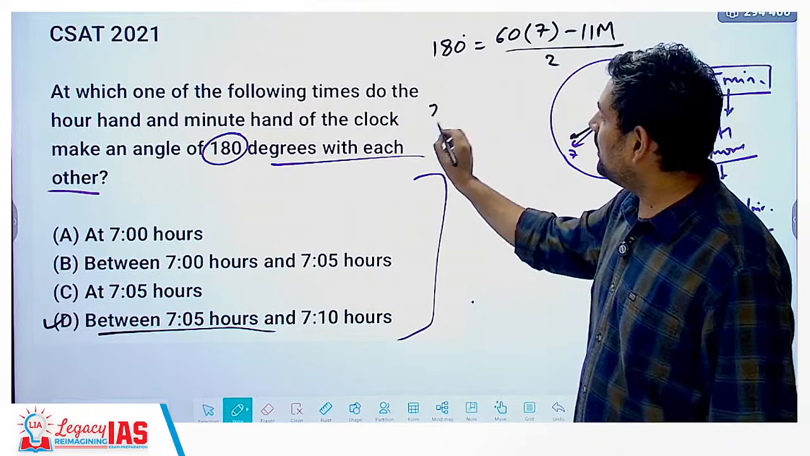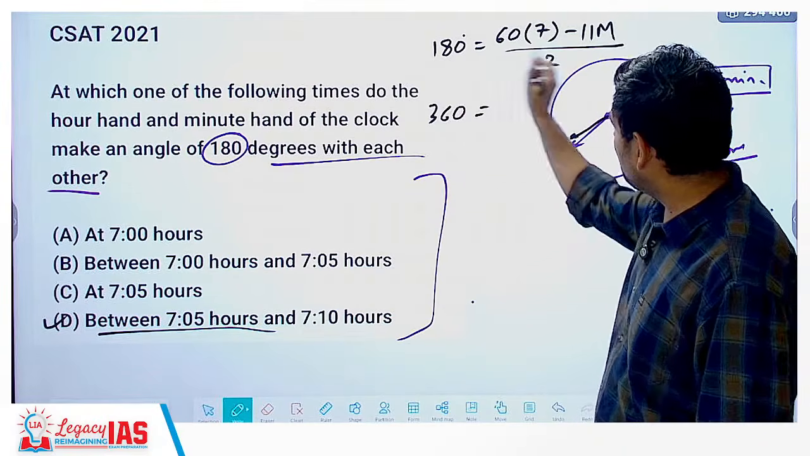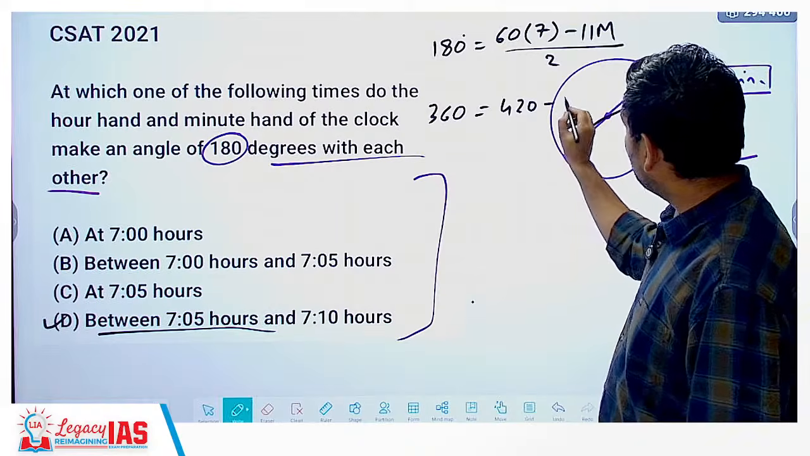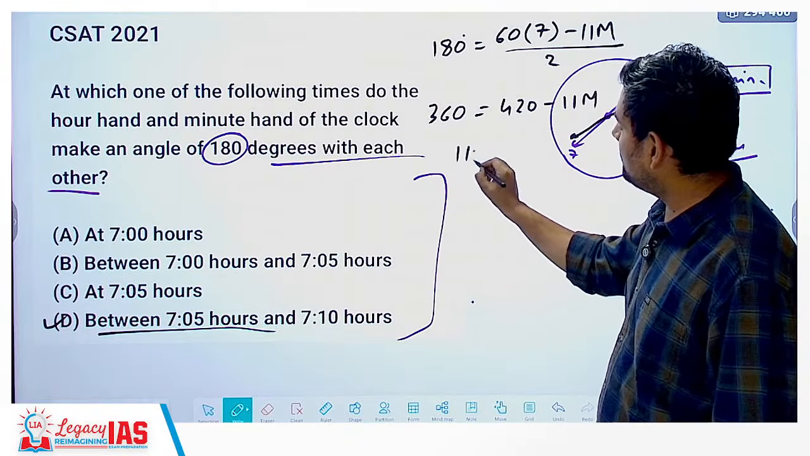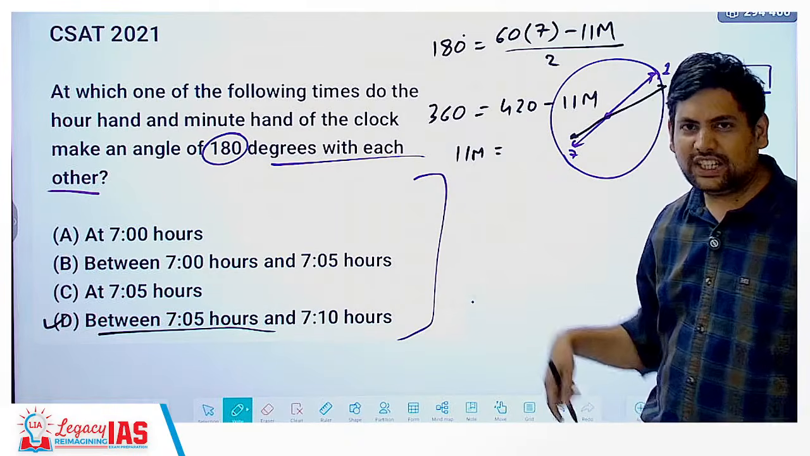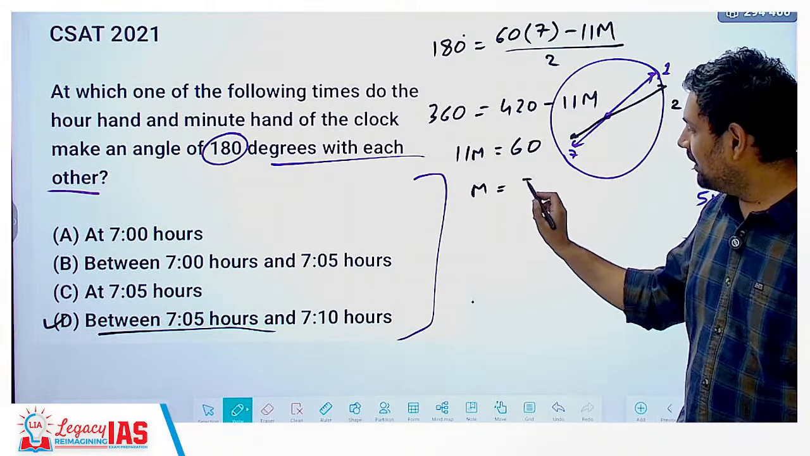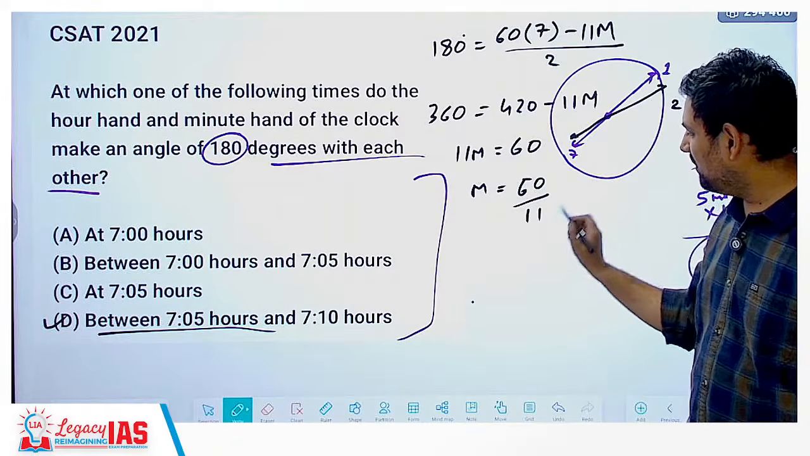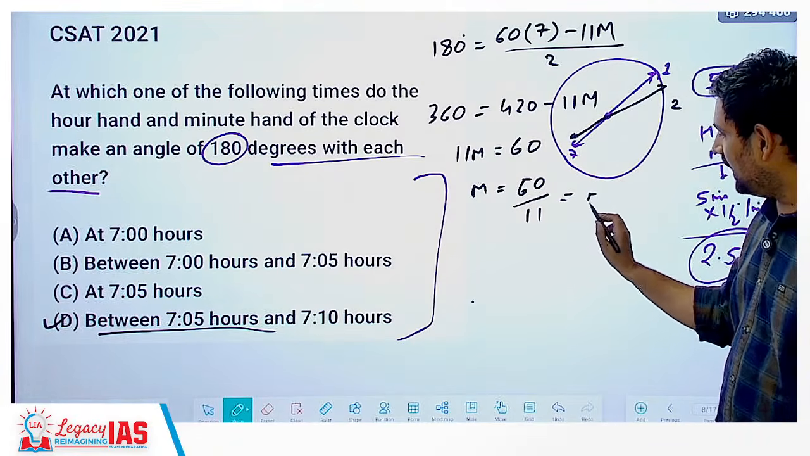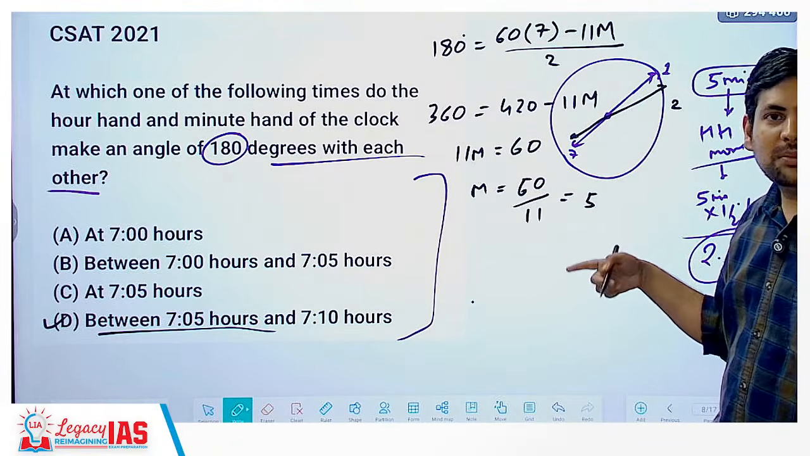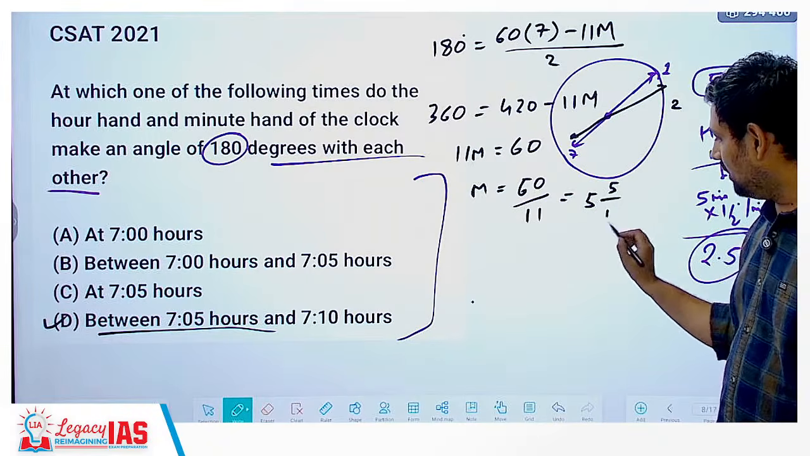You can multiply there, this becomes 360 is equal to 6 sevens are 420 minus 11m. So this becomes 11m is equal to 420 minus 360, which is 60. M came out to be 60 by 11, which is what? It goes 5 times, correct? Then what remains? 5 remains, and this is division by 11.